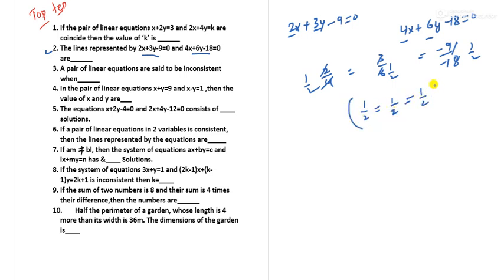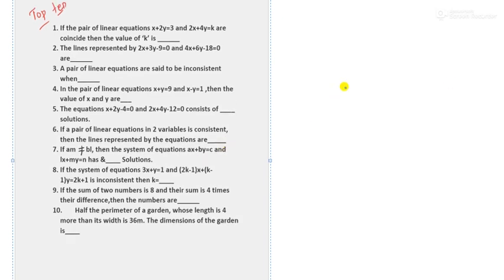So all of these three are equal to each other. So if they are equal, what do they represent? They represent coincident lines, right? So the answer is coincident, okay. It's very simple. Based on the condition you can write the answer, okay. So we'll move to the next question.